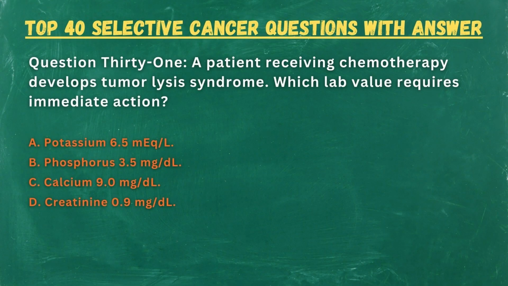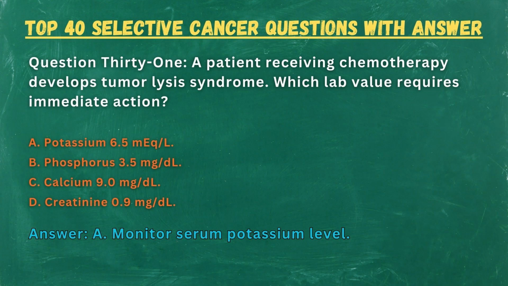Question 31. A patient receiving chemotherapy develops tumor lysis syndrome. Which lab value requires immediate action? A. Potassium 6.5 milliequivalents/L. B. Phosphorus 3.5 milligrams per deciliter. C. Calcium 9.0 milligrams per deciliter. D. Creatinine 0.9 milligrams per deciliter. Answer: A. Potassium 6.5 milliequivalents/L.